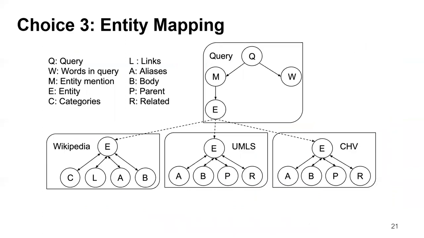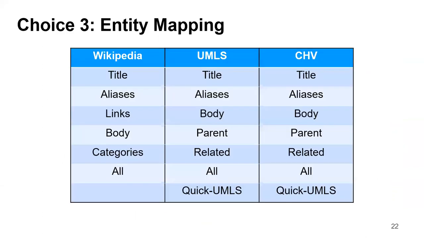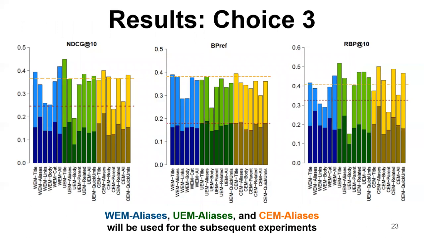For choice 3, entity mapping, we try to match entities in a query to entities in a knowledge base based on their features. As I mentioned earlier, each knowledge base has its own set of features. For example, for Wikipedia knowledge bases, we consider mapping to title, aliases, links, body, categories, and all of these 5 features, which is the all option over here. Results from step 3 show that mapping using the aliases is best across all knowledge bases.